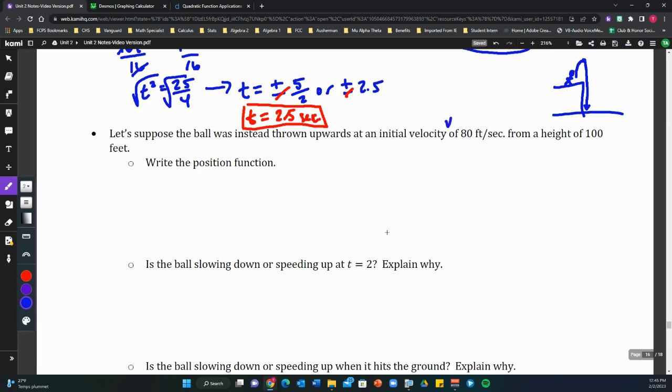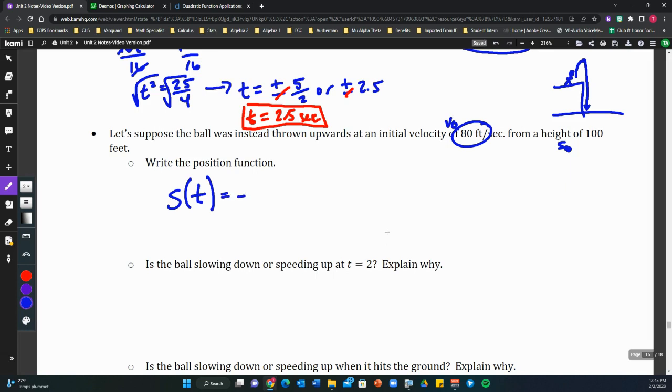Okay, so let's keep all that in mind as we build this equation. So we got an initial velocity, that's my v naught of 80 feet per second from an initial height, or s naught, of 100 feet again. And so we're going to build our position function. So really, the only thing that changes now is now I'm going to end up with that linear term.